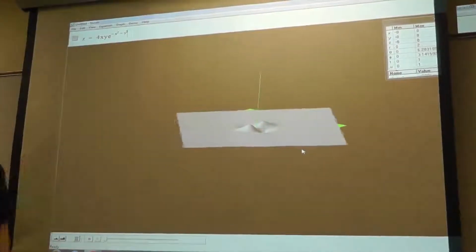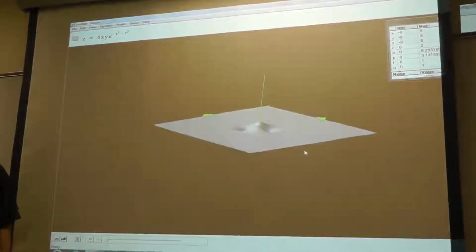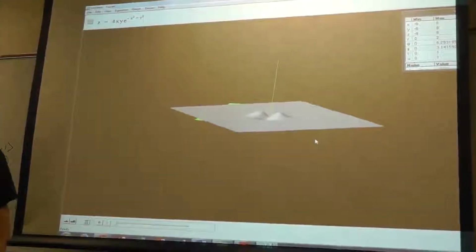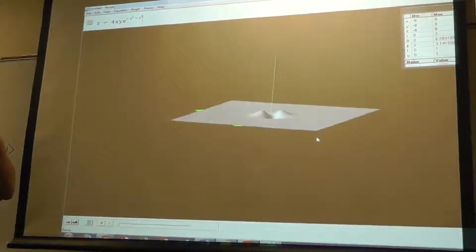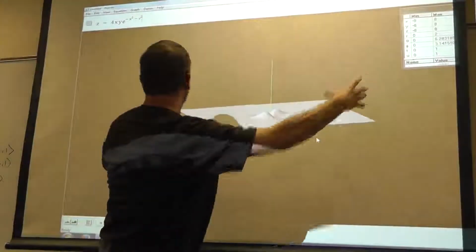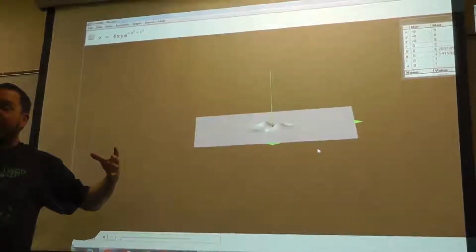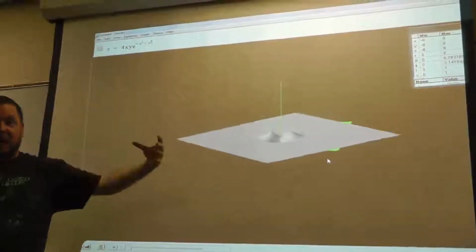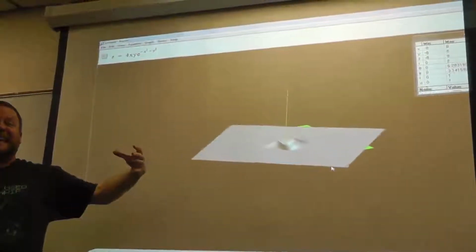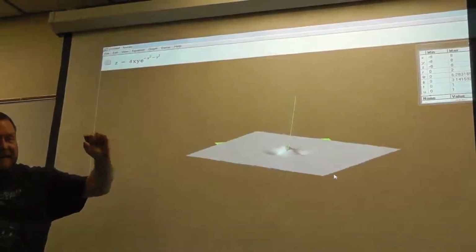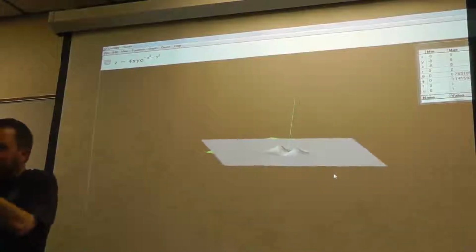What attribute of the function's equation causes it to flatten out like this? Exponential growth. The e to the negative exponent. Whenever you have e raised to something negative and large, and notice as you go away from the origin, the expression x squared plus y squared gets bigger, but they're both negative. So that's essentially a large negative exponent you're plugging into e for these larger values away from the origin. So it causes the function's height to diminish.